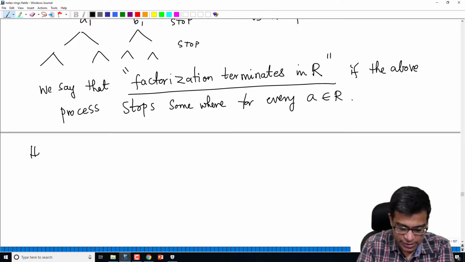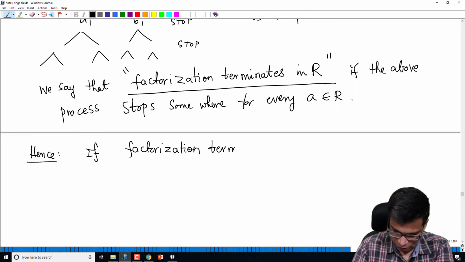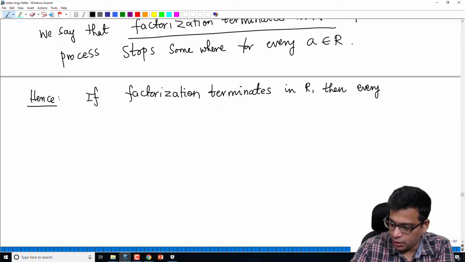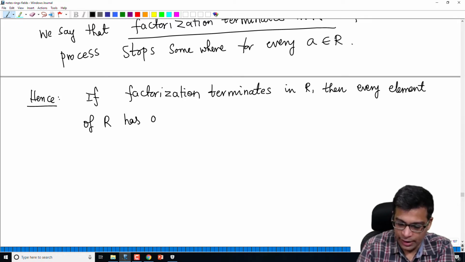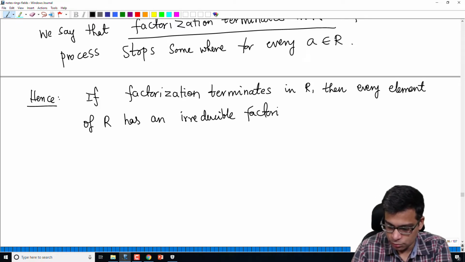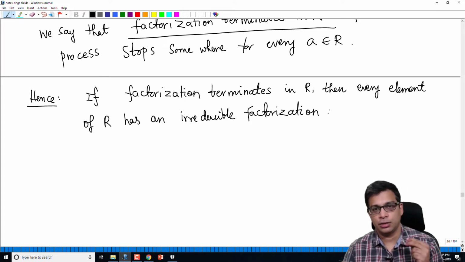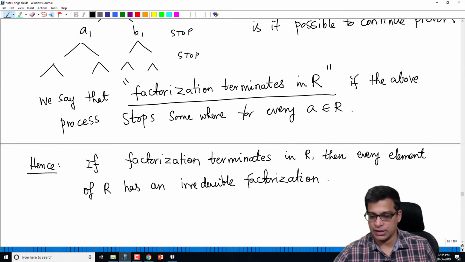So the conclusion is, if factorization terminates in R, then every element of R has an irreducible factorization. This is clear, right? If factorization terminates in R and you are given an arbitrary element A of R, we continue the process described in the previous page.